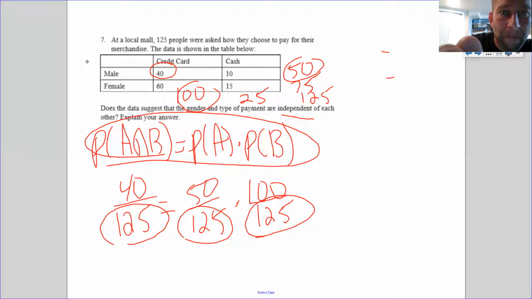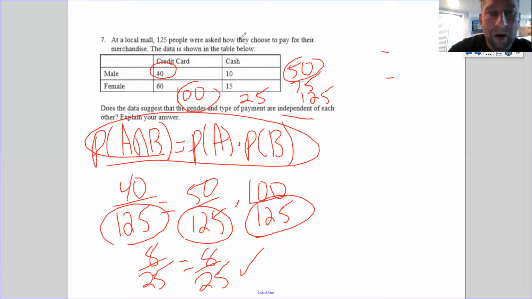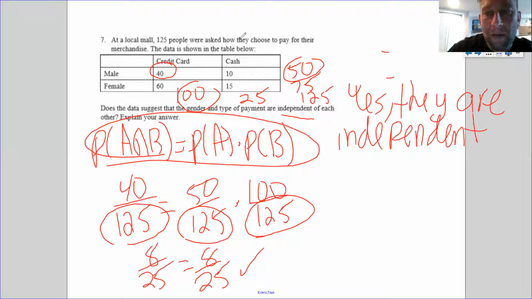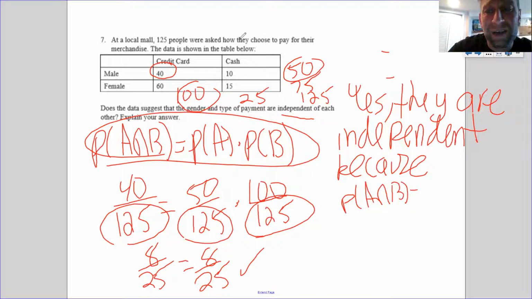So this is 8 over 25, and this is 8 over 25. Since they're the same, are they independent? Yes, they are independent, because P of A and B equals P of A times P of B.